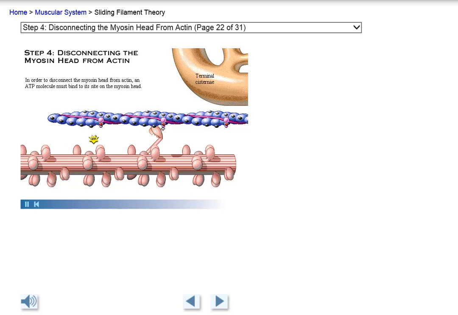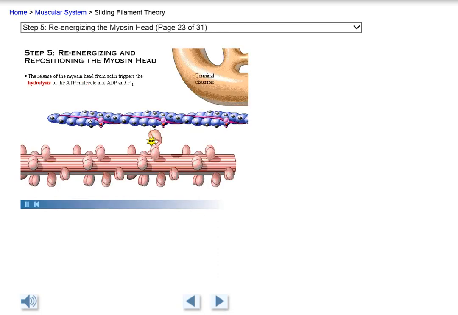In order to disconnect the myosin head from actin, an ATP molecule must bind to its site on the myosin head. Click the ATP molecule to disconnect the myosin head. The release of the myosin head from actin triggers the hydrolysis of the ATP molecule into ADP and inorganic phosphate. Energy is transferred from ATP to the myosin head, which returns to its high-energy conformation. Click the bound ATP to trigger hydrolysis.